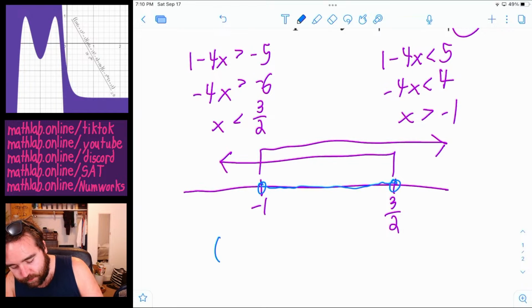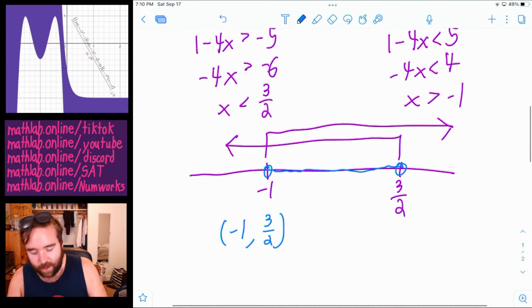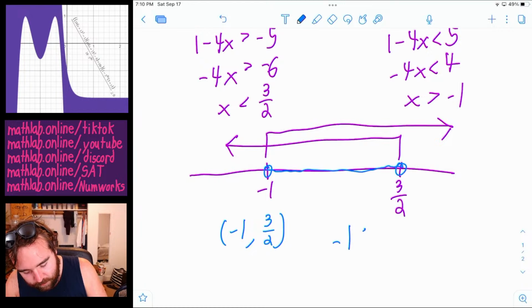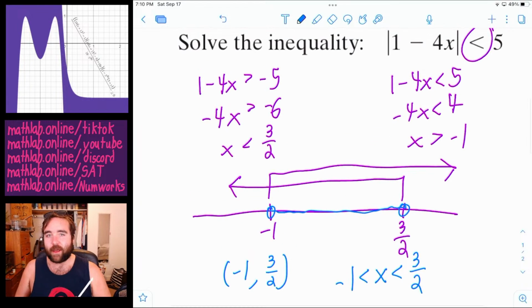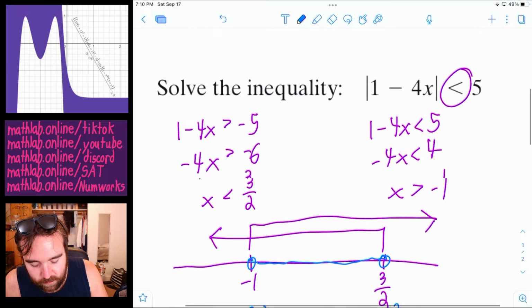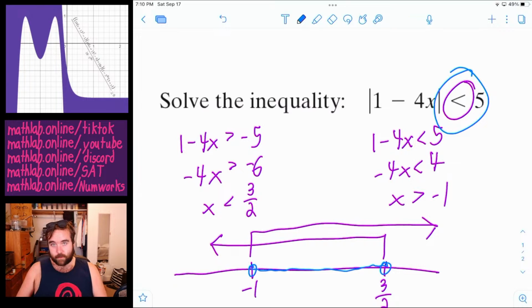When we put it in interval notation, we use parentheses from negative 1 to 3 halves. And lastly, just as a combined inequality, negative 1 is less than x, which is less than 3 halves. That x is in between negative 1 and 3 halves. So absolute value, the gist of it is you split it up into its two different equations. And then when you have two equations, you've got to look at this sign right here. Is it less and or greater or? And that'll depend on if you need both of them to be true or just one of them to be true.